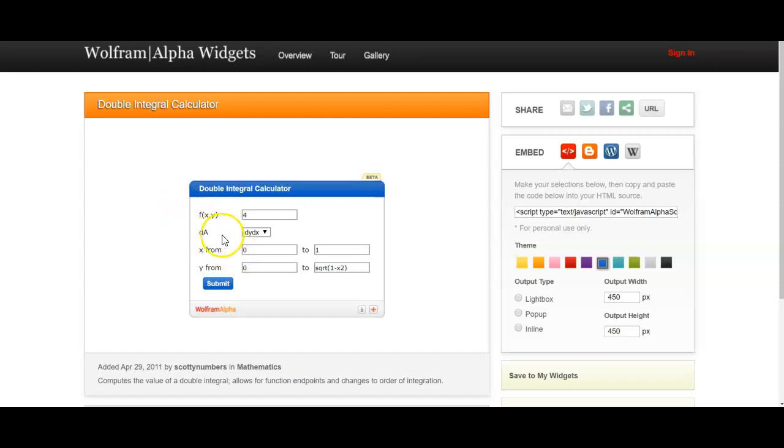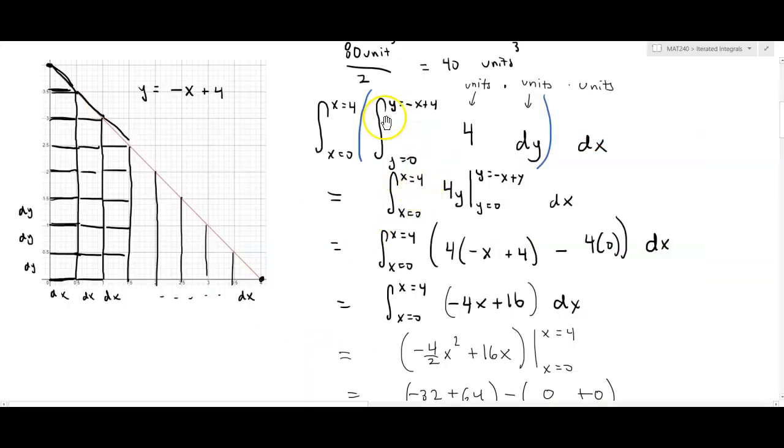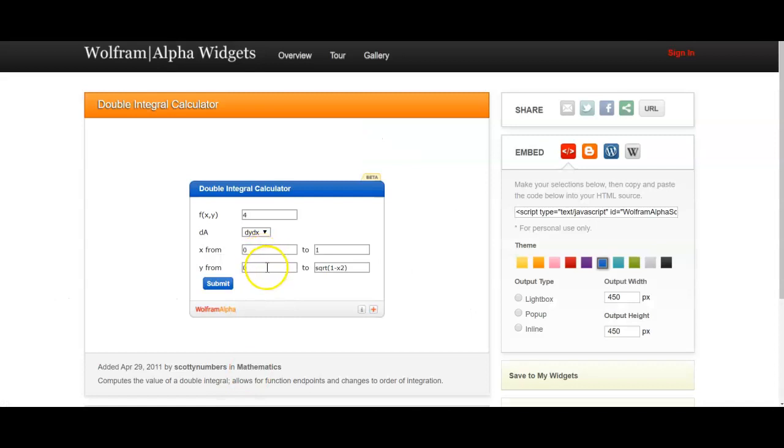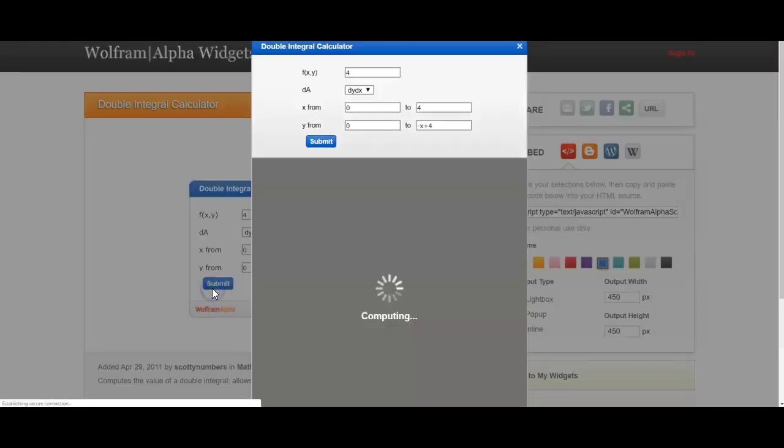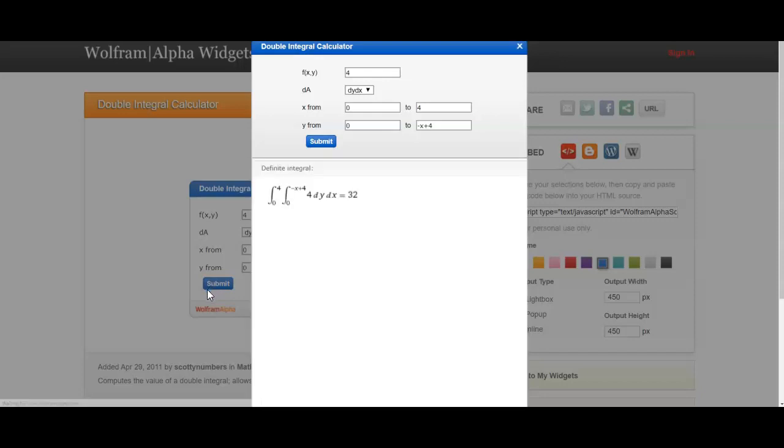And then in here you see dA equals dy dx. So we just need to tell Wolfram Alpha what the order of integration is. Our first integral was in fact dy dx. It was dy as the inner, dx as the outer. So we're good there. We just need to set y to go from 0 to negative x plus 4, and we need x to go from 0 to 4. And now when we press submit, we should end up getting the answer, which is 32. And that is the volume that we came up with, obviously a much faster route.